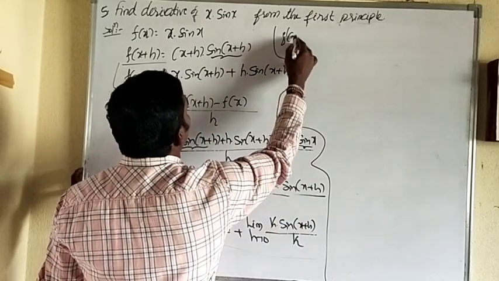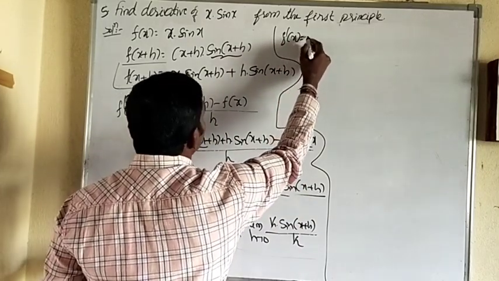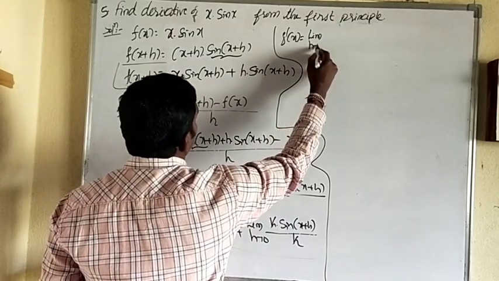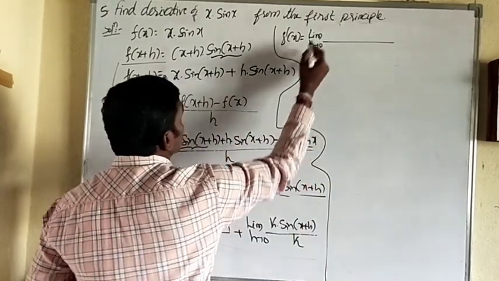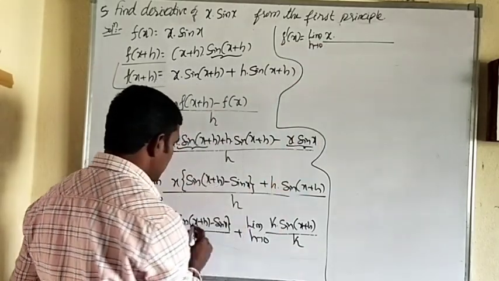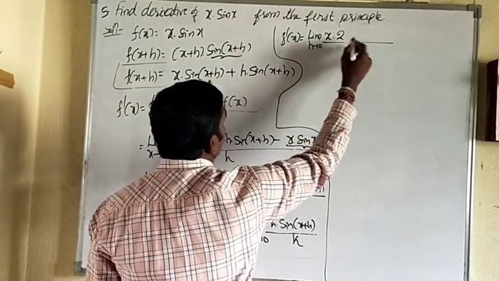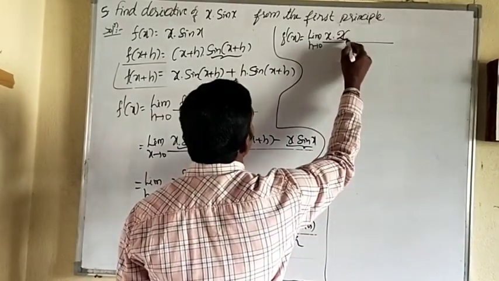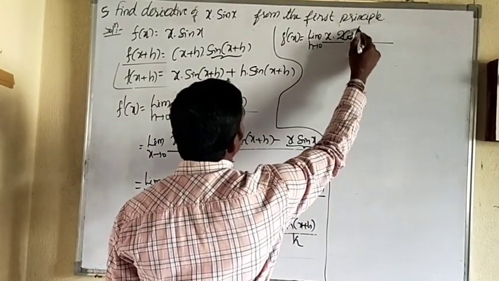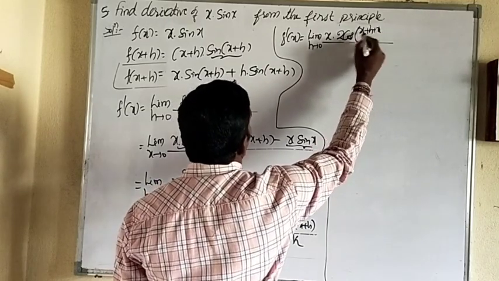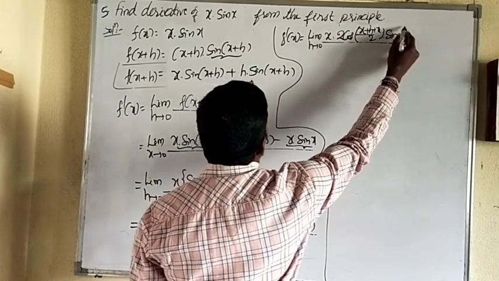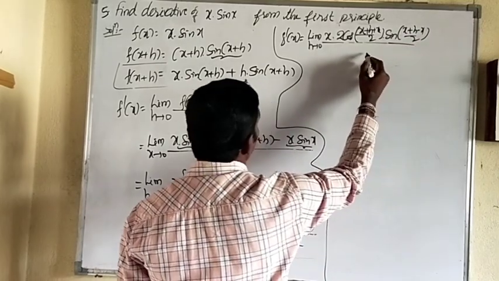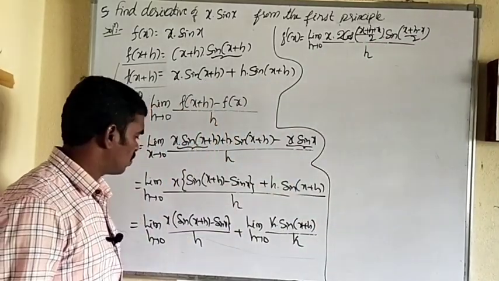So f dash of x is equal to limit h tends to 0 of x into sin c minus sin d, using the formula. On the right side, 2 cos c plus d by 2, that is cos of (x plus h plus x) by 2, into sin of c minus d by 2, that is (x plus h minus x) by 2. That's it, by h. Very simple. This is completed.